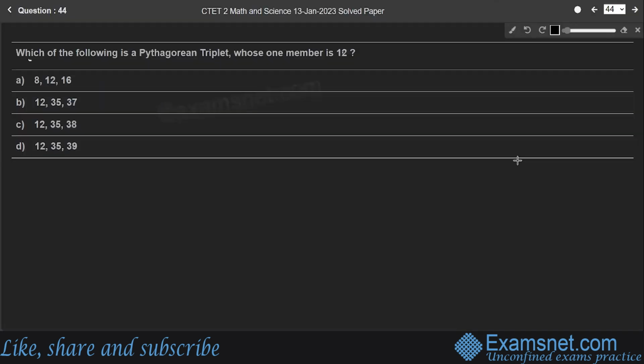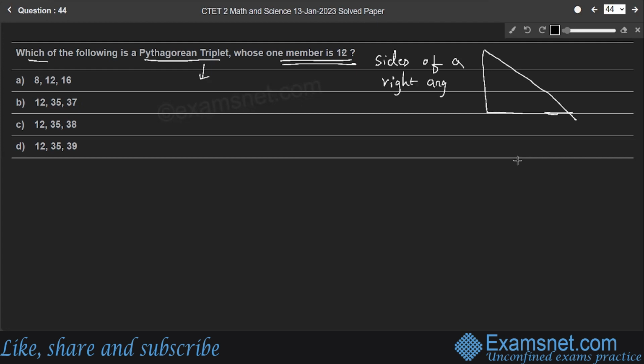Question 44. Which of the following is a Pythagorean triplet whose one number is 12? So students, Pythagorean triplet means the sides of a right angle triangle, right? Pythagoras theorem holds good for a right angle triangle, right? So the Pythagorean triplets are nothing but sides of a right angle triangle. Right angled triangle. Right. So the condition for right angle triangle is nothing but the Pythagoras theorem, right?